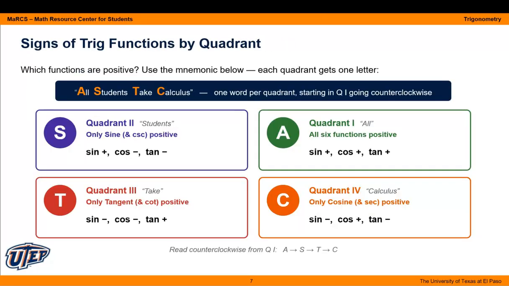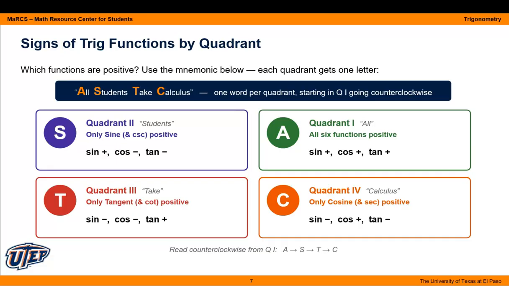Now let's use the coordinate definitions to determine the signs of the trig functions in each quadrant. You may also know the mnemonic, All Students Take Calculus. In quadrant 1, all trig functions are positive. In quadrant 2, only sine and cosecant are positive. In quadrant 3, only tangent and cotangent are positive. In quadrant 4, only cosine and secant are positive. But it is even better to understand why.